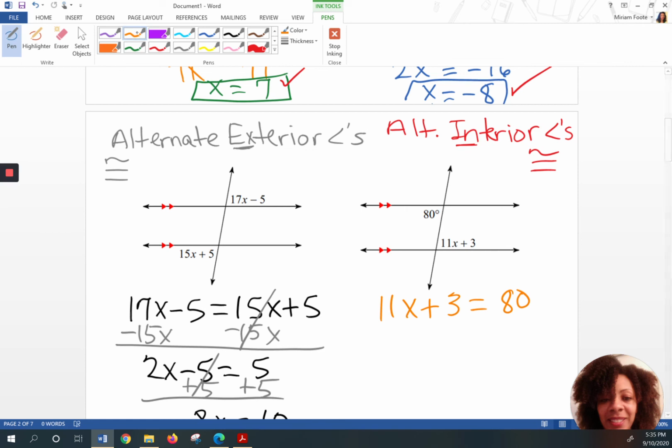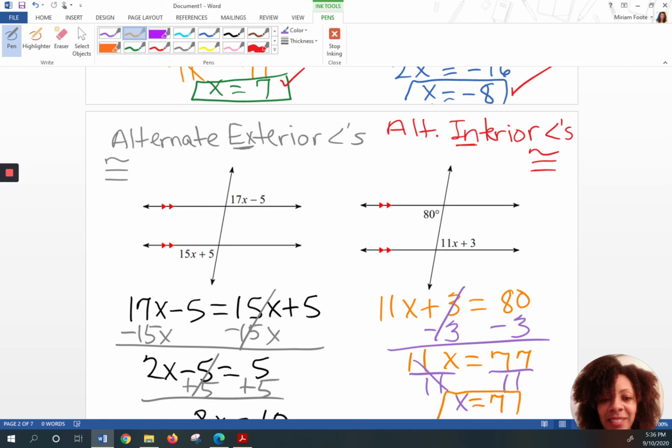Now I want to start trying to get x by itself, so I do the inverse, which is subtracting 3 on both sides. I'm left with 11x is equal to 77. And now I want to divide both sides by what's stopping x from being by itself, which is 11. X is equal to 7.